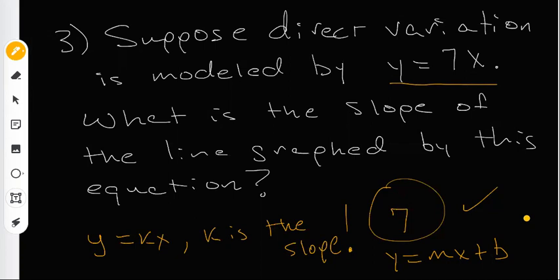Notice, they didn't tell us anything about a y-intercept. We don't need b. We need to know what m is. And we know that m is going to be 7, which is the same thing as k. All right?